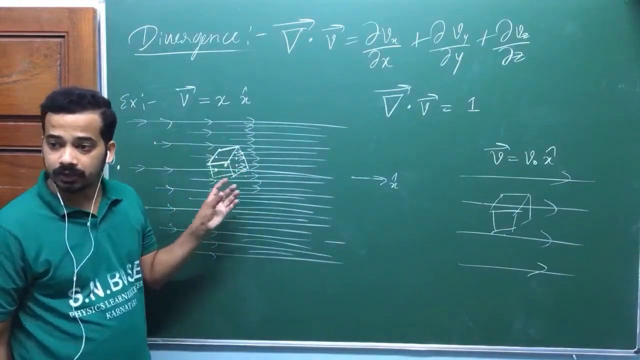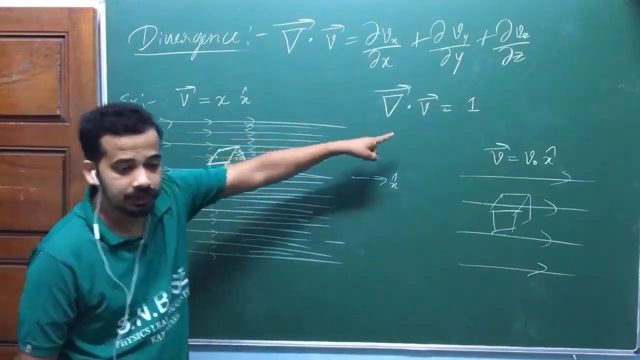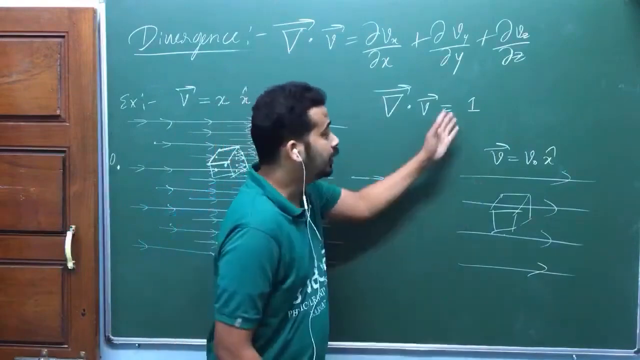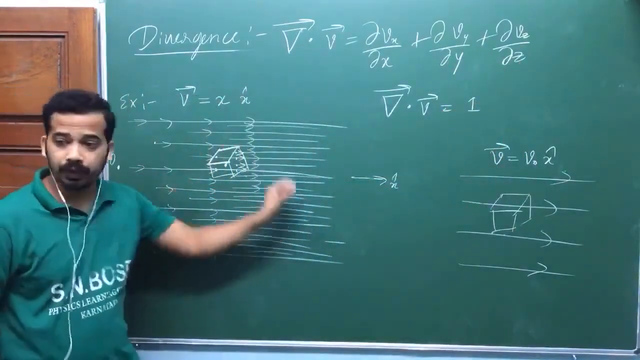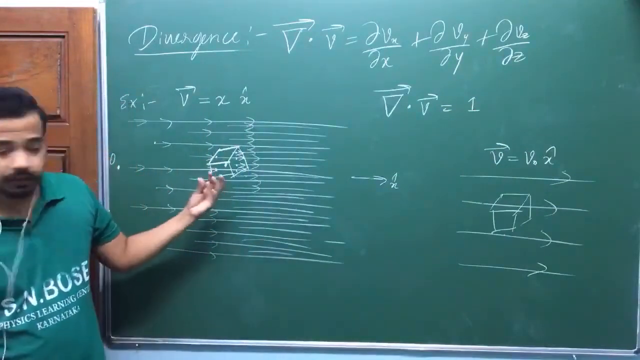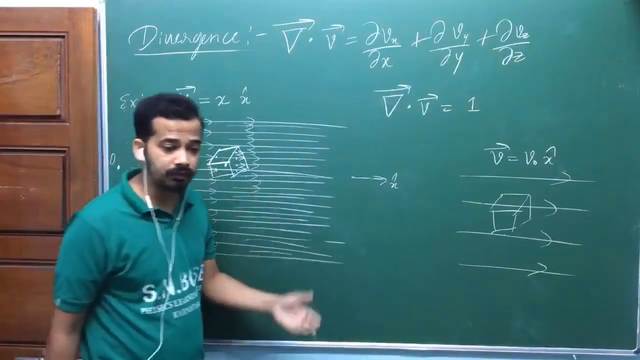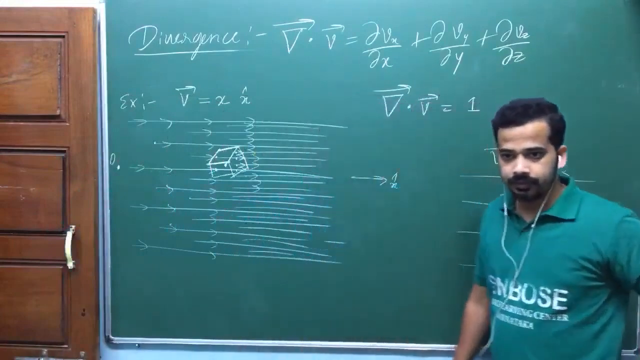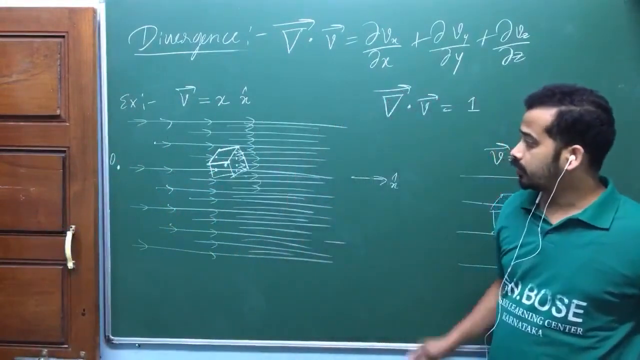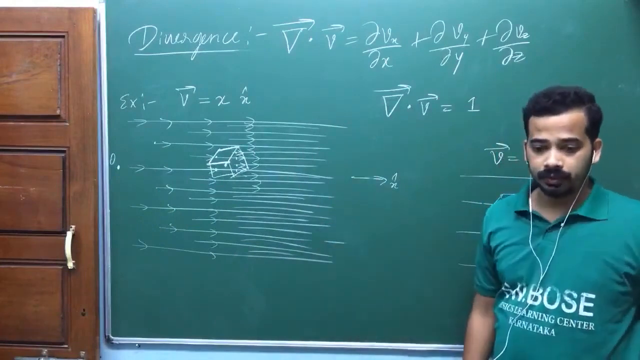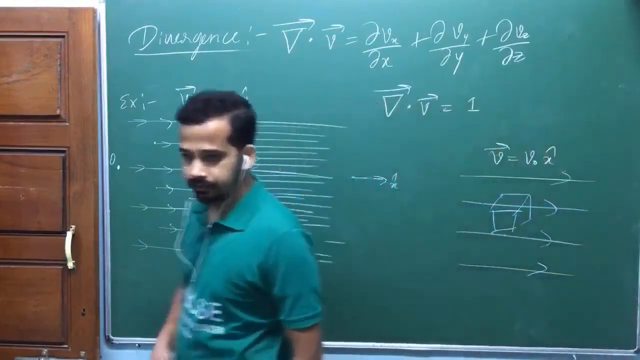It's a symbolic one. Actually, if you see this mathematical expression, divergence equal to 1, independent of x, y, z, that means divergence exists at each and every point in space. Wherever you take this volume element, you get net outward flux. The number of field lines going outward from that volume element is more than the number of field lines going into that one. So there exists net outward flux.